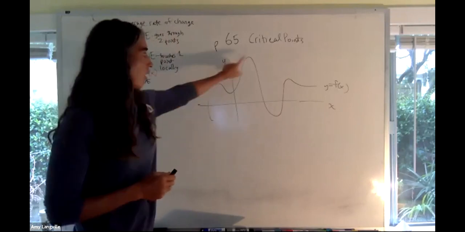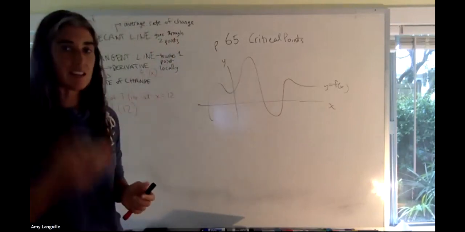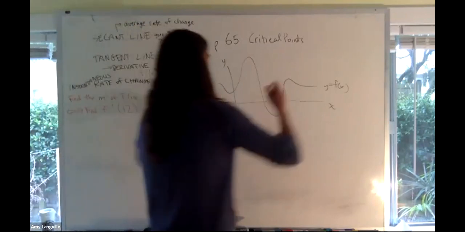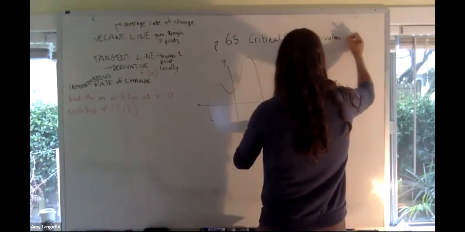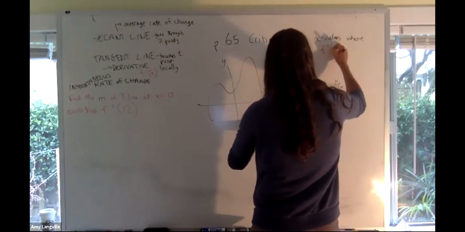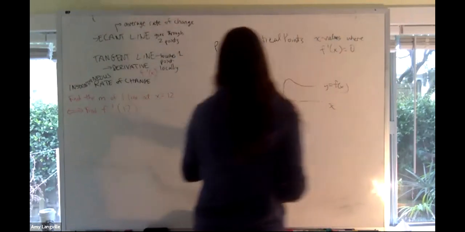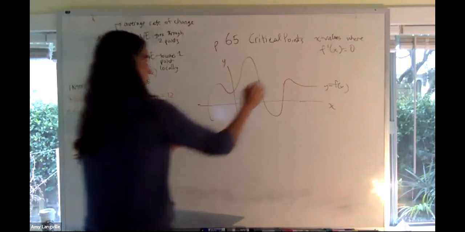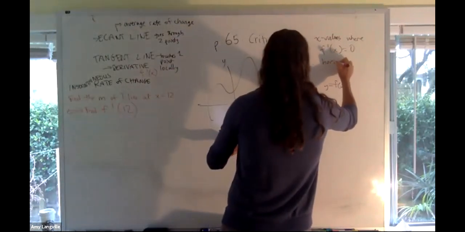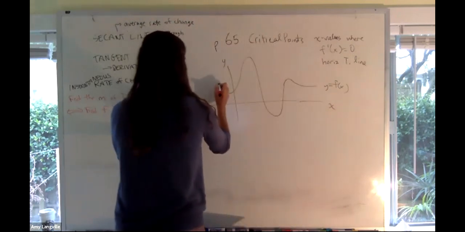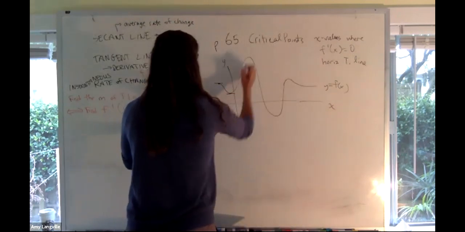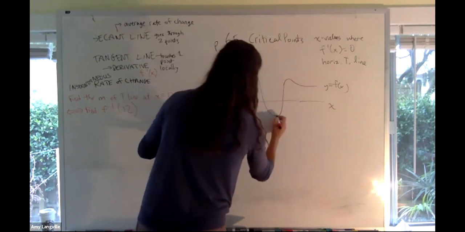Now on to our critical points. Critical points by definition are x values where f prime of x equals 0. Well, when does that happen? Those are places where you have a horizontal tangent line. Okay, there's one right here, one right here, one right here.